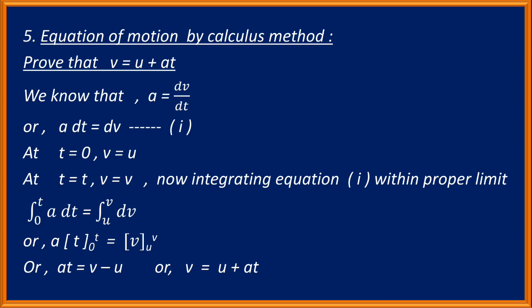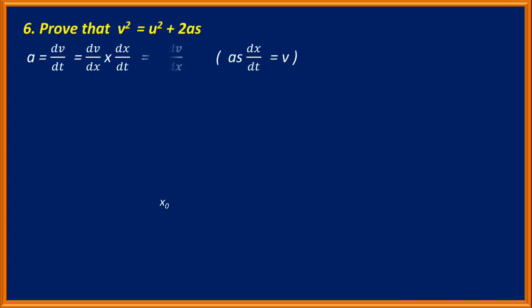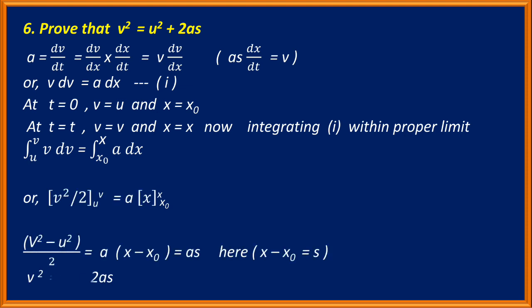Now integrating equation 1 within proper limit. Integrating a dt within the limit 0 to t, and integrating dv within the limit u to v, we are getting at equal to v minus u, or v equal to u plus at. Prove that v square equal to u square plus 2as. Since we know that acceleration a equal to dv by dt, which is further written as dv by dx into dx by dt, here dx by dt is replaced by velocity, because velocity is rate of change of displacement with time. So dx by dt is replaced by v.